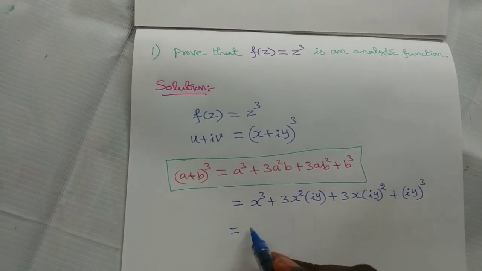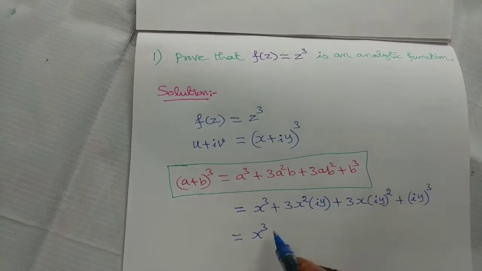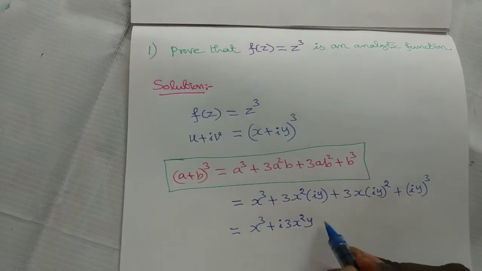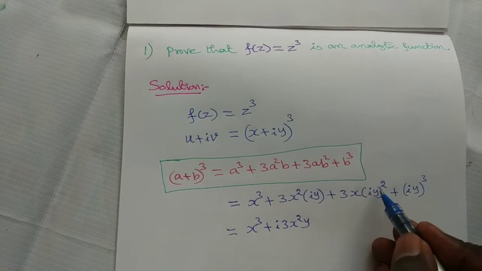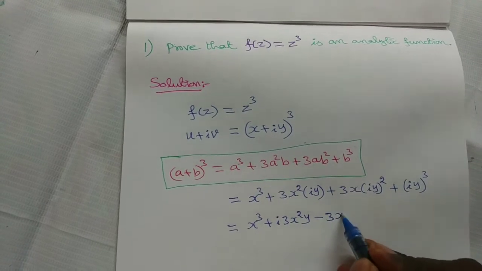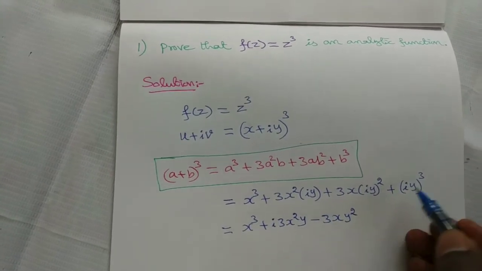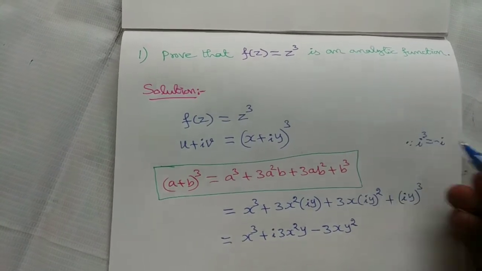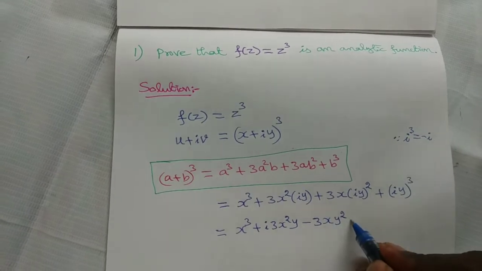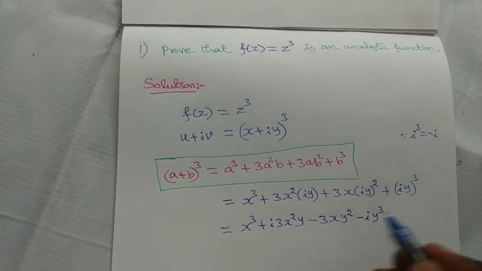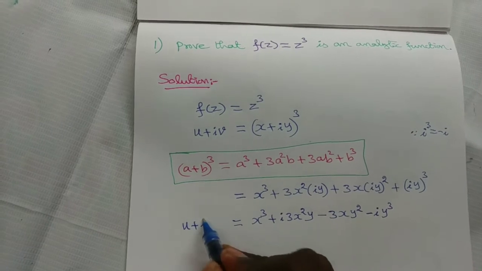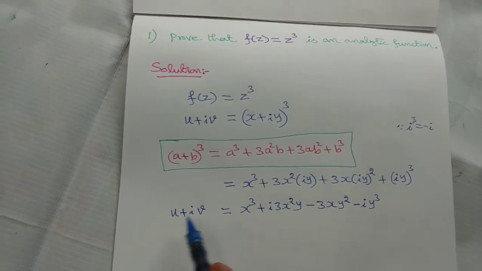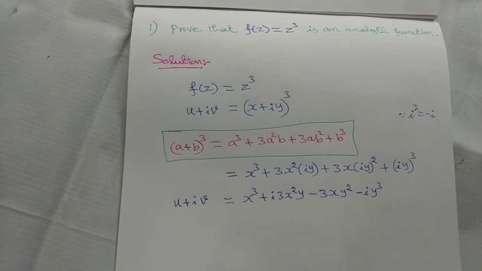Okay, so now x cube I can take here, so i into 3x²y, and this i² is -1, so -3xy². Listen, i³ is -i, so i³ is -i into y³. So this is u + iv. Now to find the values of u and v, equating the real and imaginary parts.